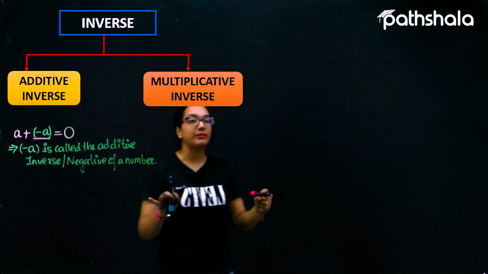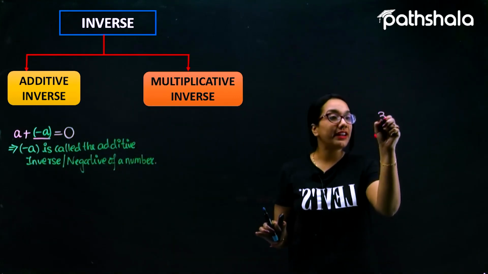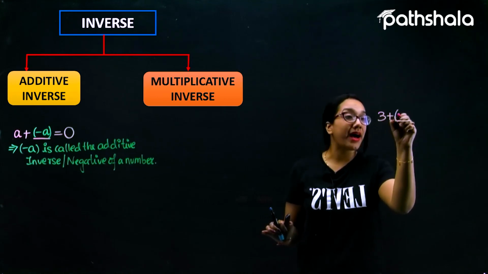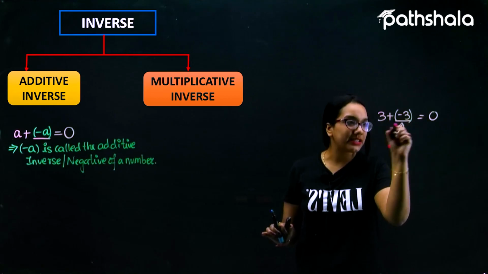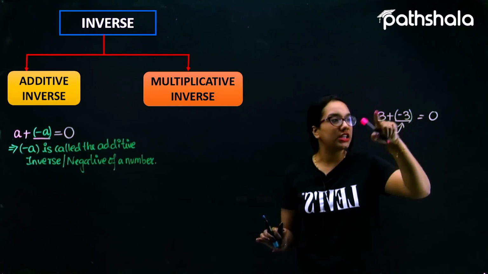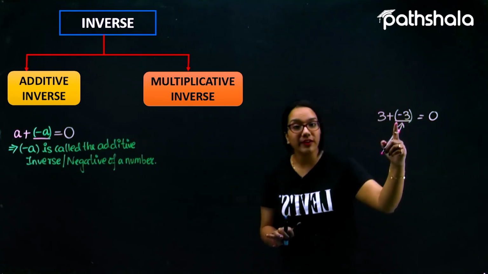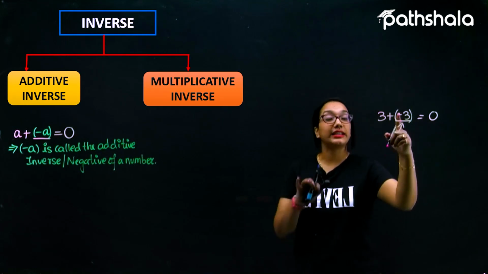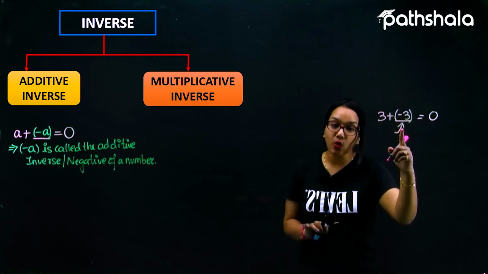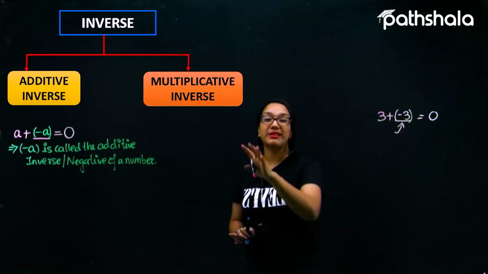Let us take an example. Let us suppose I take the number 3. When we add the number 3 with minus 3, the answer is 0. So minus 3 is called the additive inverse, or we can say the negative of a number. We can call it a negative of a number, or the additive inverse.